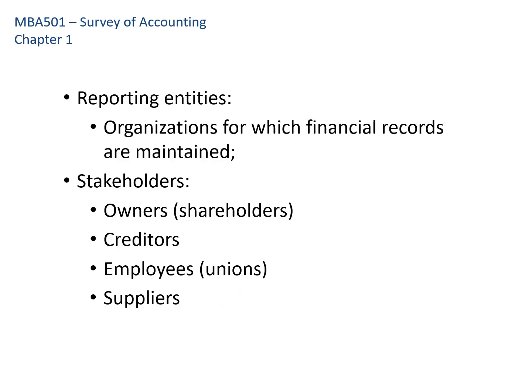So a little bit about reporting entities. A reporting entity is any organization for which you want to keep financial records and be able to determine how the entity did. Reporting entities can be for-profit corporations, nonprofit entities, segments of organizations, or branches of government. All of those kinds of organizations keep financial records. Those financial records are kept so that stakeholders can get the information they need to make the best decisions.